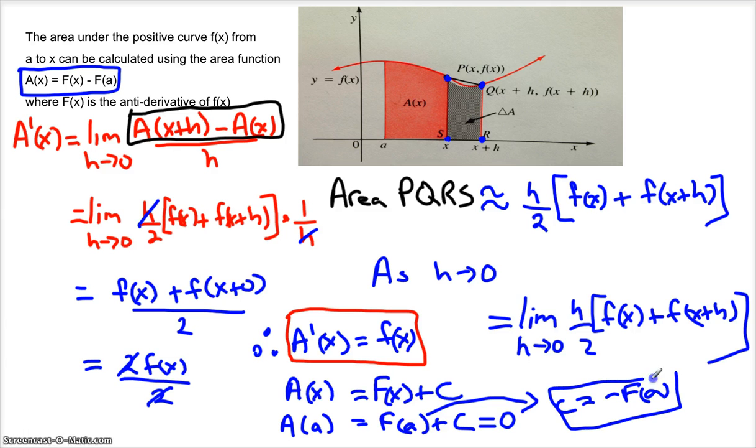And there you have it. We go back up here, and we get our result. A at x is equal to F at x minus F at a. So we have our result, and we have kind of a proof here where that result comes from. So in the next part of this video lesson, we're going to go through some examples.